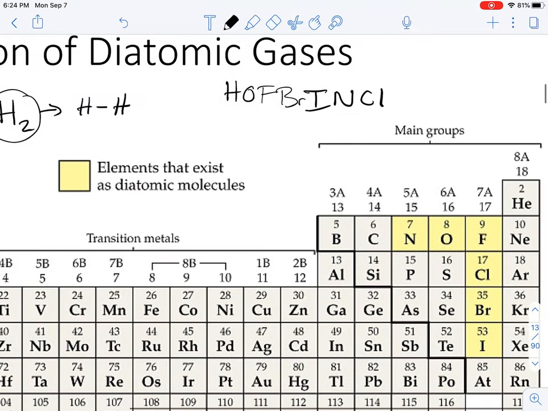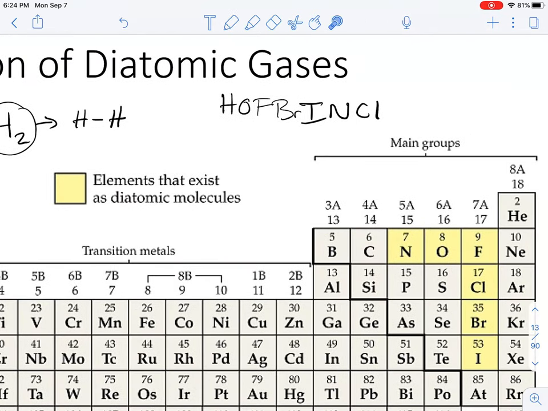Now there is another way for you to memorize this. Some people like using the sentence "Have no fear of ice cold beer" or something like that, and they take the first one or two letters of each of those words, and that represents the elements. But I just like this name. I feel like it's a little bit more unique, Hofbrinkel. And if you can memorize Hofbrinkel, then you've memorized all of your diatomic gases.